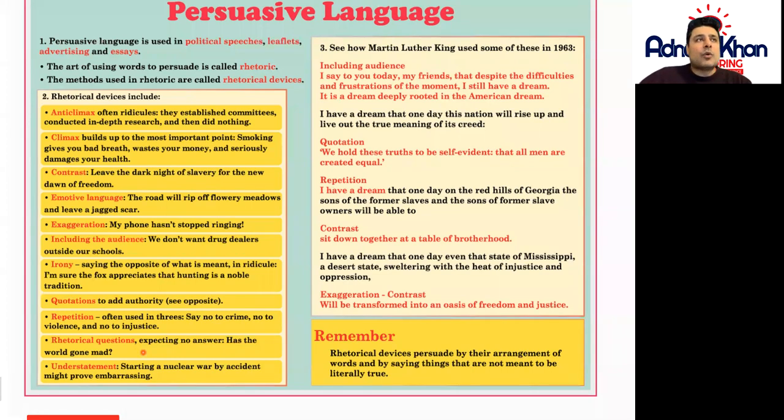Rhetorical questions: a question when you ask the reader, but you do not expect an answer. All you're doing is planting a seed in their mind for them to think. So, has the world gone mad? So you don't expect an answer, but you're just putting that seed in the mind of the reader. Understatement. So this is another technique used in persuasive language. So for example, starting a nuclear war by accident might prove embarrassing.